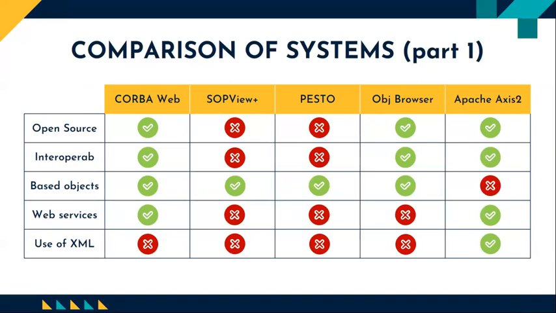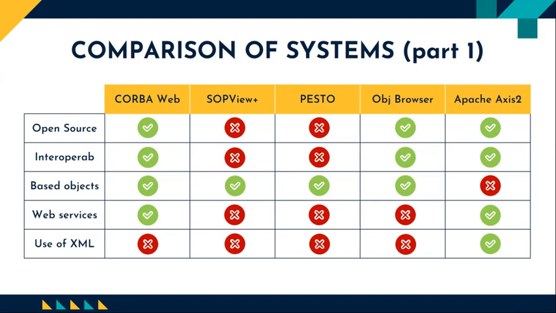This table shows a comparison of the systems analyzed: Corba Web, SubView, Pesto, Corba Object Browser, and Apache Axis. A tick indicates that the system has the feature, while a cross indicates that the system doesn't have it. The features considered for the comparison in this part of the table are the following.